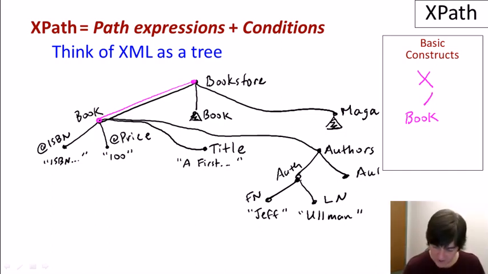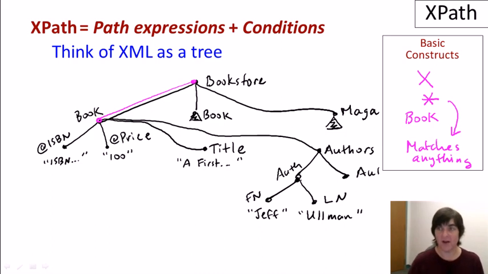We can also write the special element symbol star, and star matches anything. So if we write /star, then we'll match any sub-element of our current element. When we execute XPath, there's a notion, as we're writing the path expressions, of being at a particular place. So we might have navigated from bookstore to book, and then navigate further down to title. Or if we put a star, then we'd navigate to any sub-element.